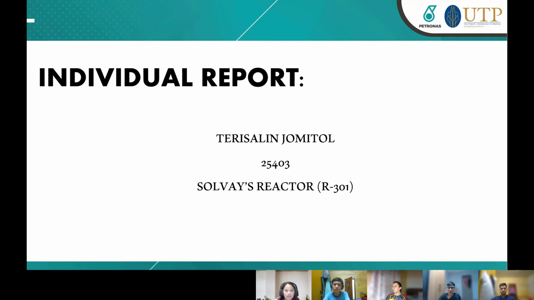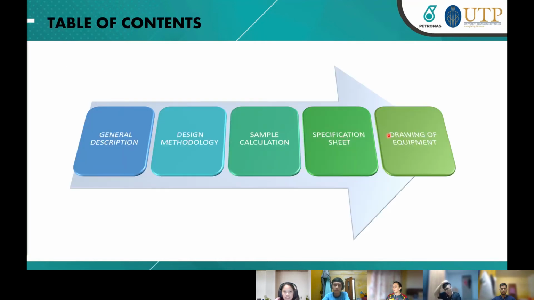Thank you, Frederick. Next, I will present about the reactor I'm in charge to design, which is R301, Solvay's reactor. And here's the outline for my part. First is the general description covering the basic function and process for this reactor.